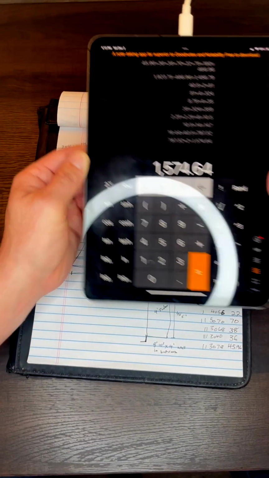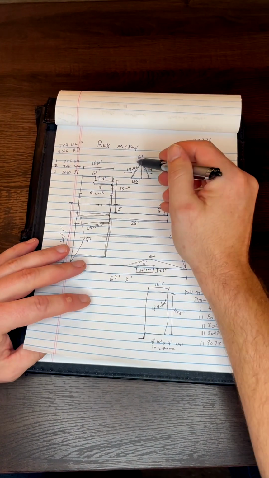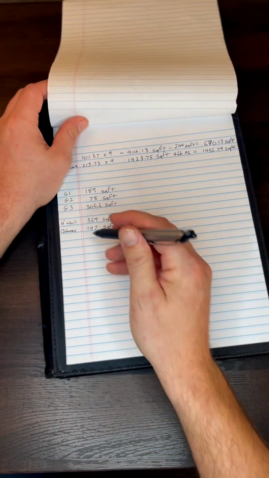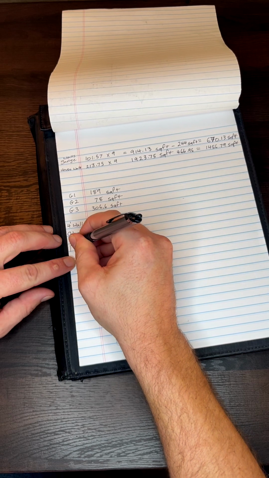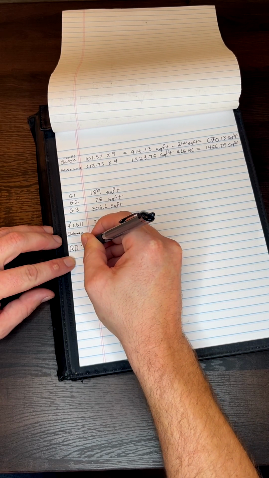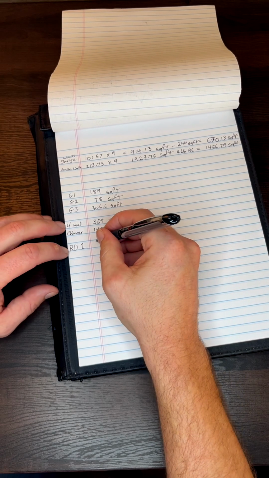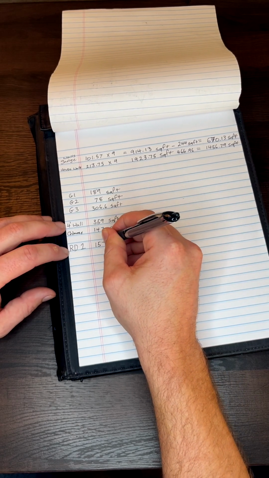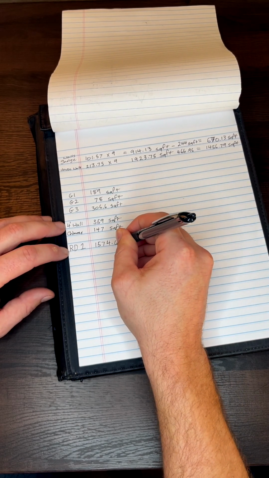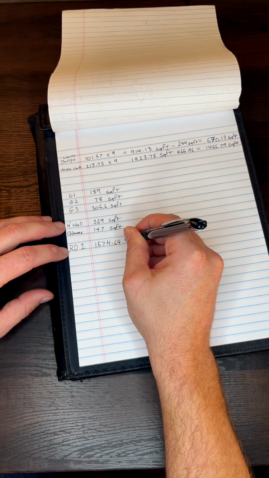So there's my number, and that's off of this one. So I'm gonna call it RD1. That's gonna be roof deck 1, and that's gonna correlate with this. So we have 1,574.64 square feet.